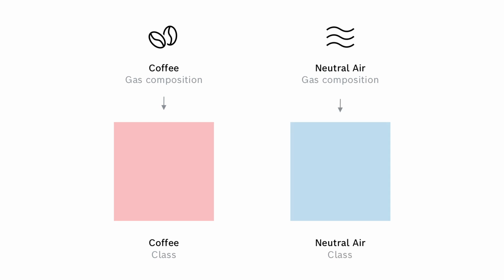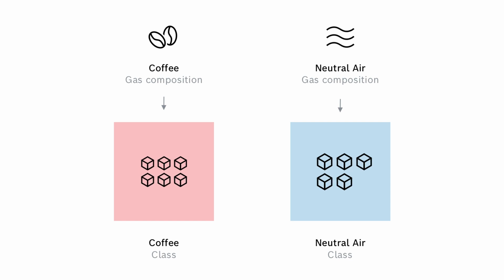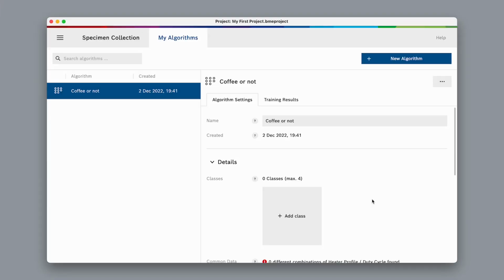The way we can set this up in our algorithm is to create two classes for our two cases. One class always represents one case, one possible outcome the algorithm should be able to distinguish. We then add recorded gas data to each class, which will be used for the training. So in our example, this would mean we have two classes for coffee and for neutral air. And we add all our recorded gas data of espresso and filter coffee to the coffee class, and all the gas data of neutral air to the neutral air class. Let's do it in AI Studio.